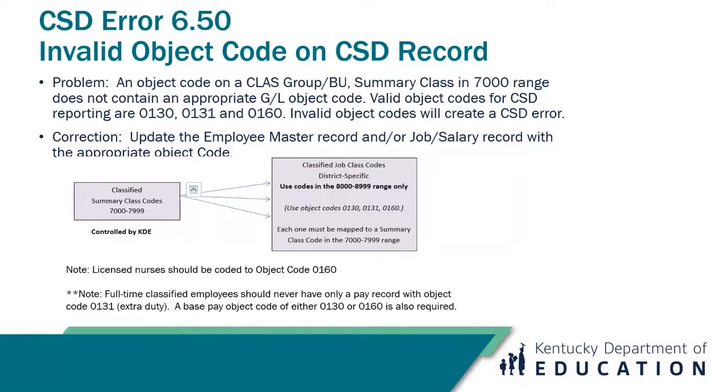The correction here, you want to go to the employee master record and/or job salary record with the appropriate object code. And the little grid here that you can see, the classified summary class code 7,000 to 7,999. You'll want to use job class codes in the 800 to 899 range only, and it's showing you those object codes that you can use, 30, 31, and 60. And licensed nurses, the note here, should be coded to object code 0160.